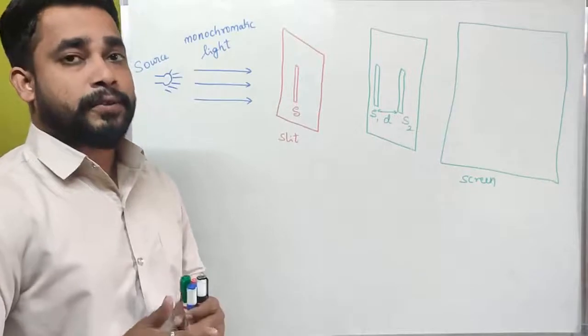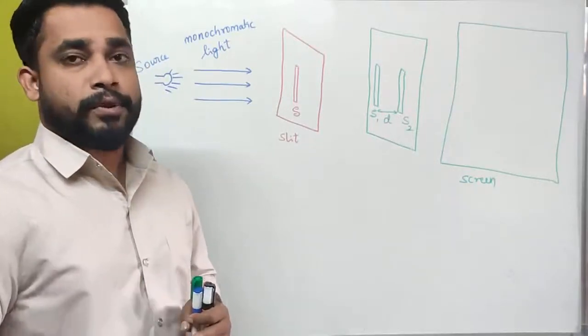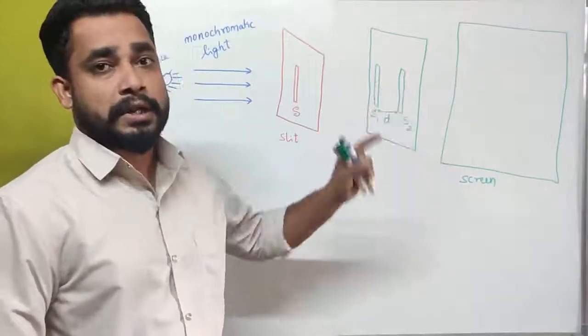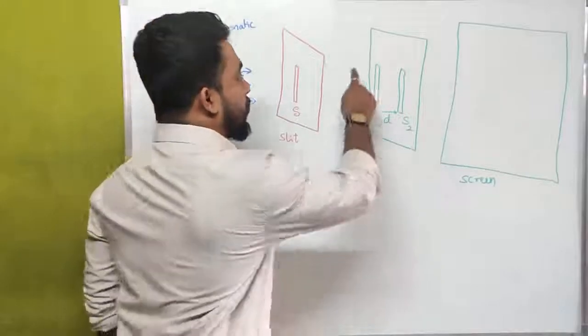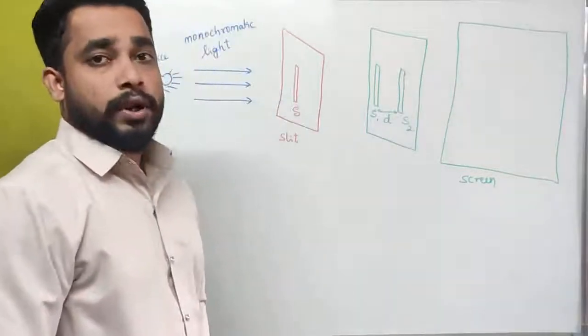If the waves are in phase and have the same wavelength, then such types of sources are called coherent sources. The rays coming and reaching this point behave as coherent sources.